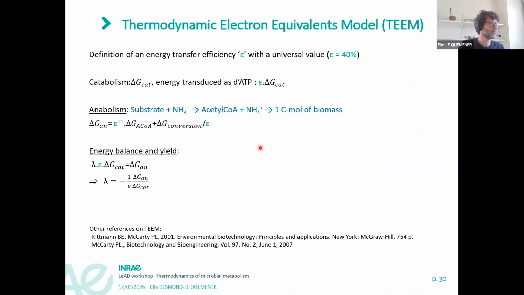Another method, just very quickly, is a thermodynamic electron equivalent model. In that case, they look at the catabolism and anabolism, but the anabolism in that case is more complex than what I explained before. They assume some conversion of substrate to acetyl-CoA, for example, and then some nitrogen source, and they convert that to biomass. And at each step, they assume they have some universal energy transfer efficiency. And when they do that, they are able also to compute some yield that depends on the substrate.